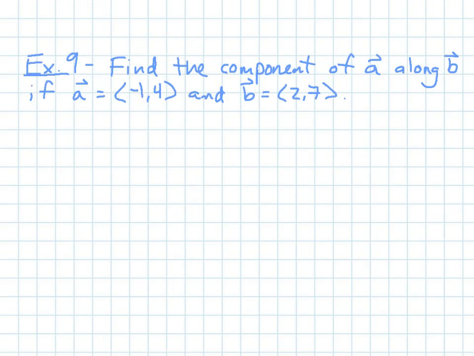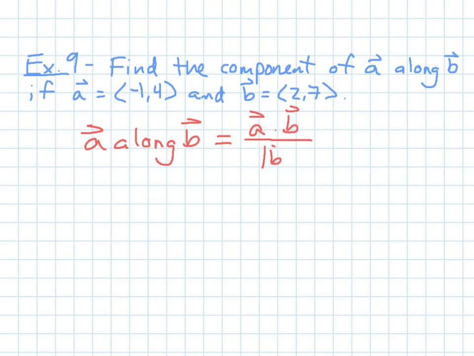In our last example here, I want to find the component of vector A along vector B if vector A is -1, 4 and vector B is 2, 7. Okay? Just a little extra practice. So A along B. Here we want to take the dot product because we're not given an angle like the last problem was. So we want to use our vectors that we know so well.